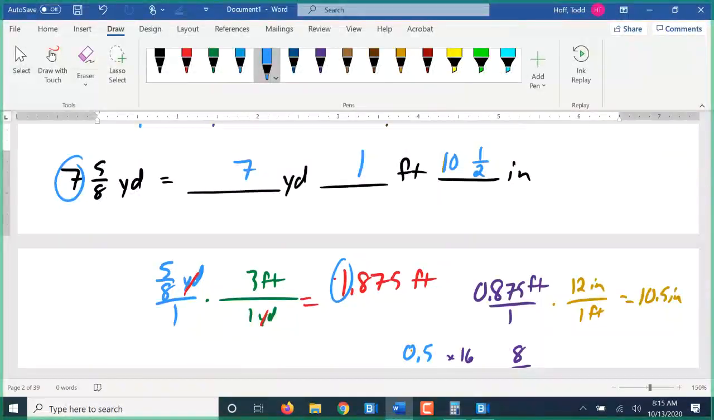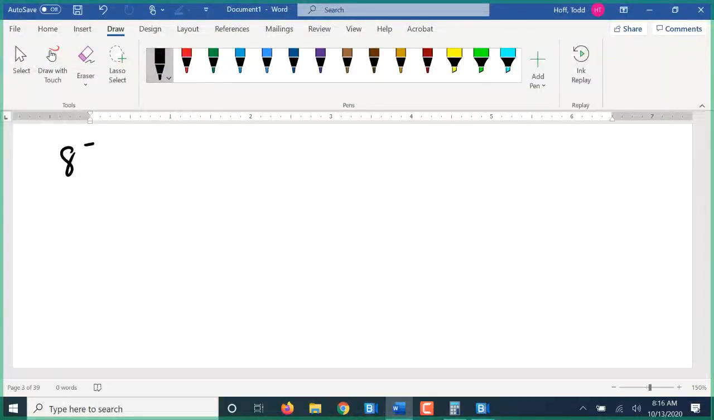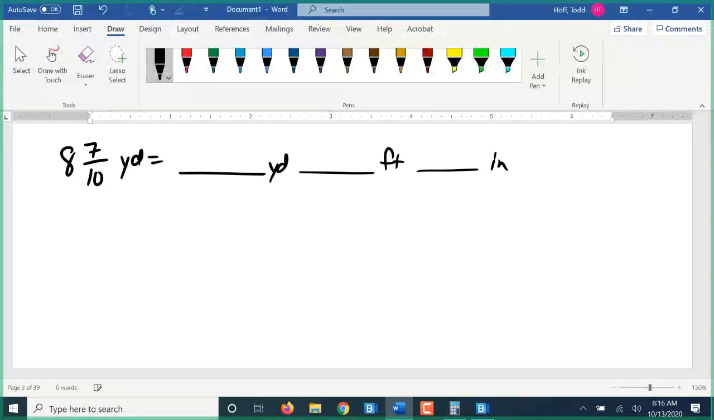This is a little bit of a trickier conversion, but it is very useful in some applications. So in your notes, I want you to try 8 and 7/10 yards. Give that to me in yards, feet, and inches, please.